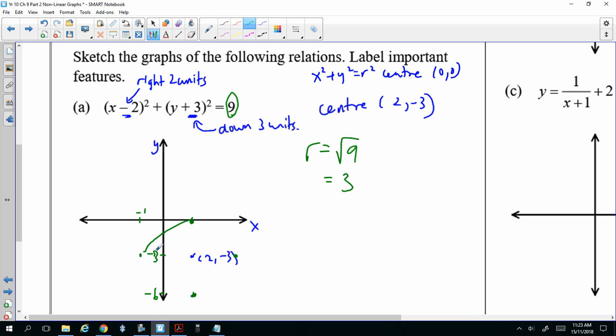Actually, that's good. That's a bit closer. Okay, so it looks something like this. Okay, circle. Alright, any question? Pretty easy?